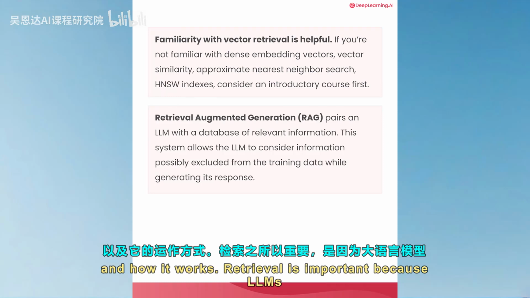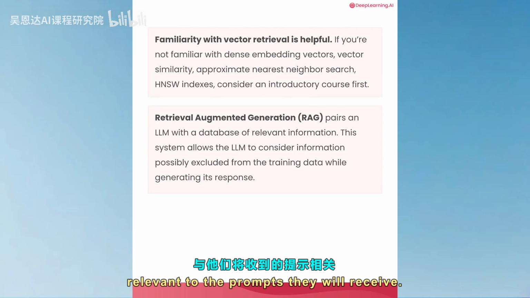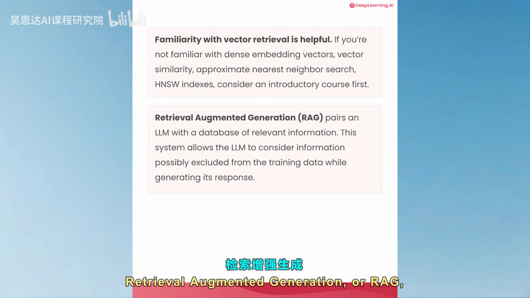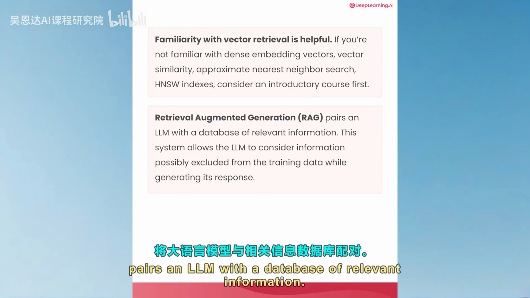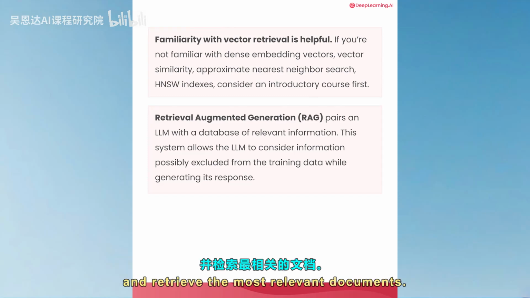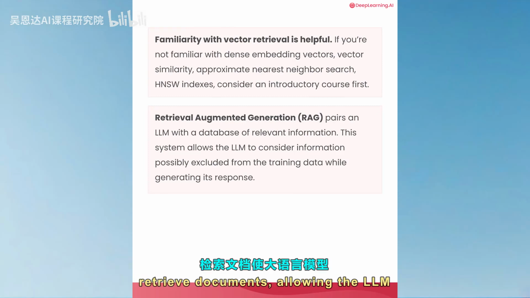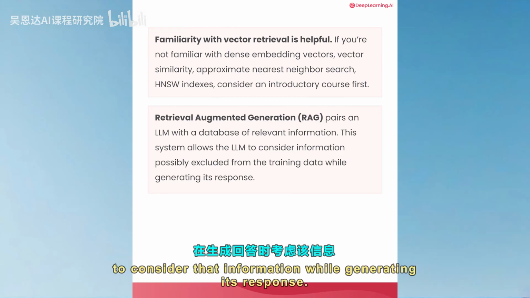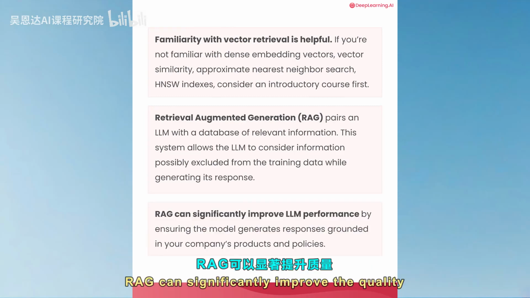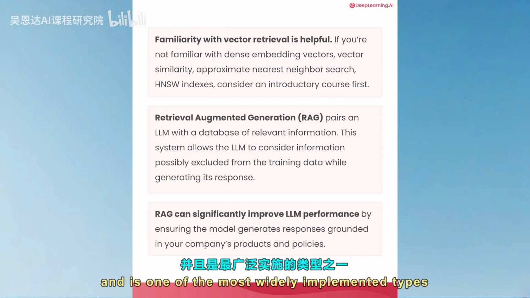Retrieval is important because LLMs can't possibly be trained on all information relevant to the prompts they will receive. Retrieval augmented generation, or RAG, pairs an LLM with a database of relevant information. When the system receives a prompt, it will quickly search the database and retrieve the most relevant documents. The original prompt is then modified to include the retrieved documents, allowing the LLM to consider that information while generating its response.